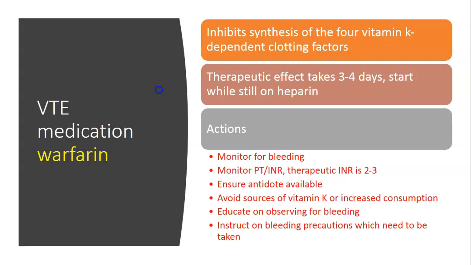Ensure that an antidote is available, which is going to be vitamin K. Avoid sources of vitamin K or increase consumption. So basically, if somebody has a diet that's high in vitamin K, they can continue at that same amount, but they should not increase the consumption of it. Teach your patient about bleeding and instruct on bleeding precautions to be needed when they take it.